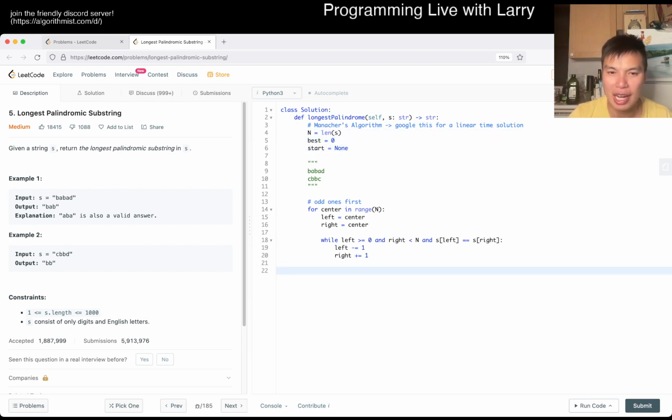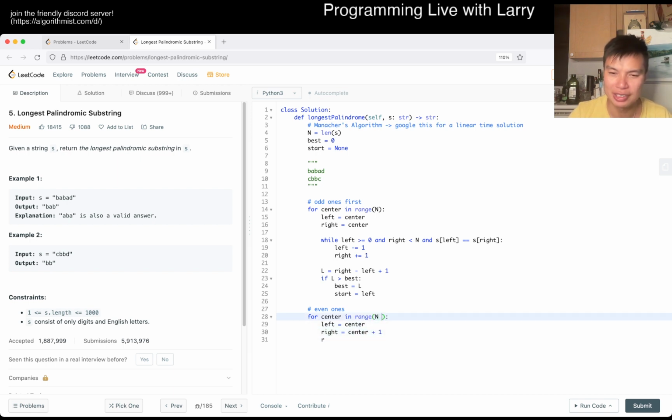So then now, the length is equal to right minus left plus 1. You can kind of do the math. And then if L is greater than best, then best is equal to L, start is equal to left. And then even ones. So for center in range of n, left is equal to center, right is center plus 1, and then basically the same thing here.